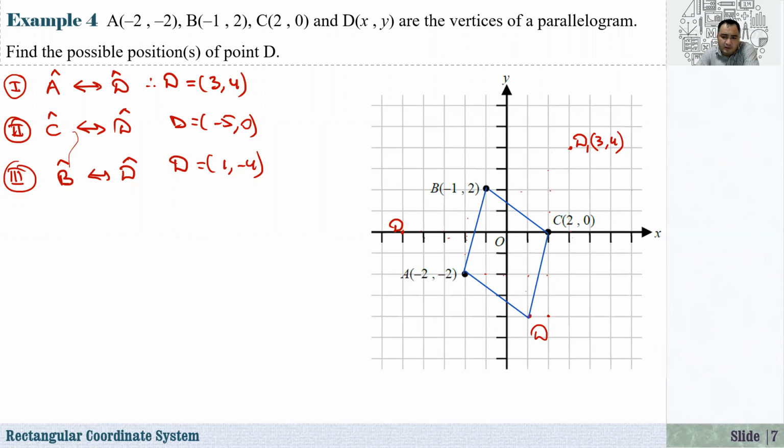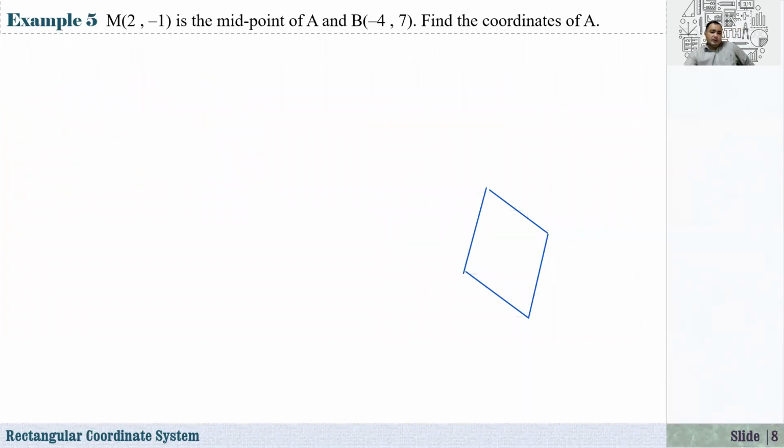We need to use the same orientation to move from A to D, right? To move from B to C, I need to walk how many units? It is 2 minus minus 1, that is 3 units to the right, and 0 minus 2, that's 2 units down. So if you just apply the same orientation for moving from A to D, it takes us to the point D.